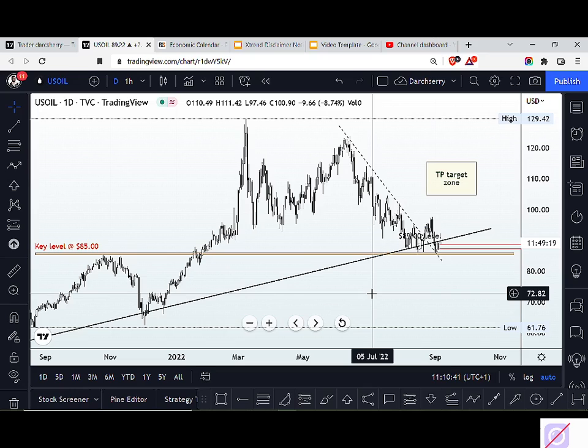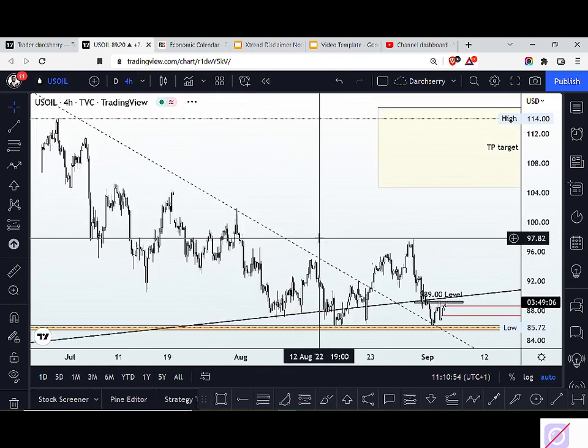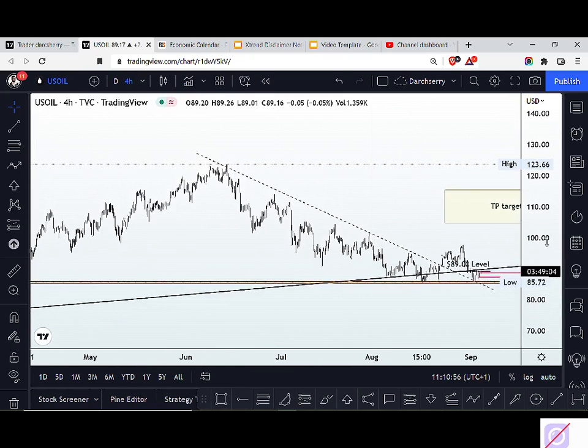So to plan against the new week, what we need to do now is to scale down to a much lower time frame, and let's see what is happening. So in this regard, we will be going down to the 4-hour time frame so that we can see what has been happening in the last couple of months.